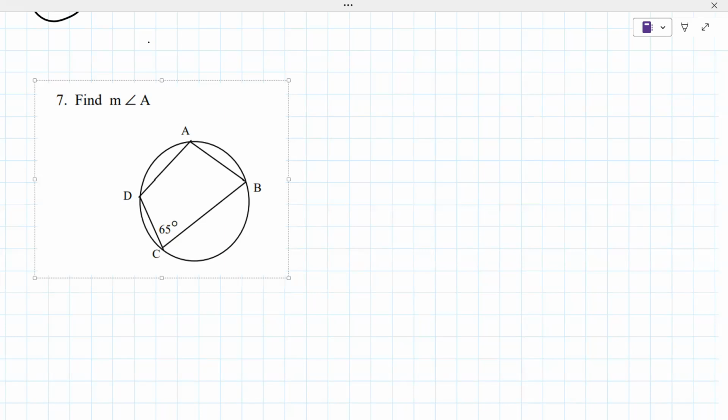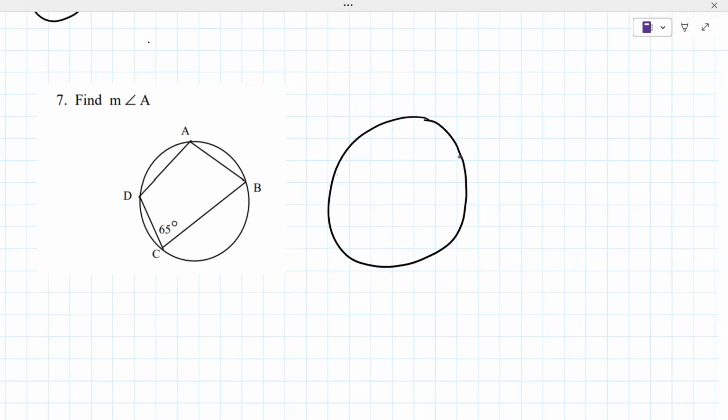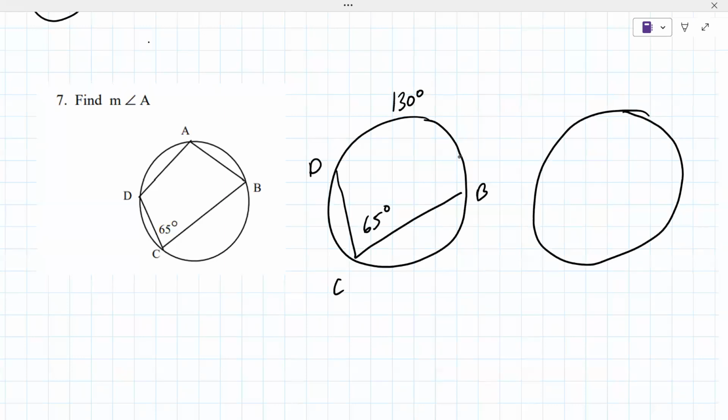Would angle A be 130? Nope. Is it a clean number? Yes. So here's what is 130. The arc from D to B is 130 degrees. That's for sure.